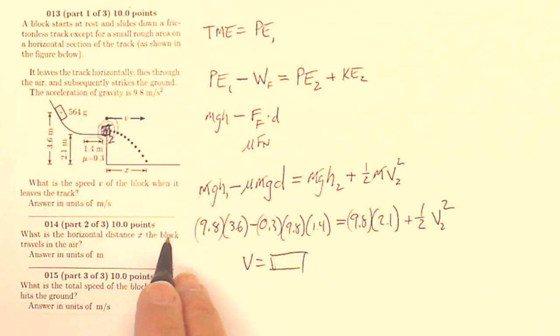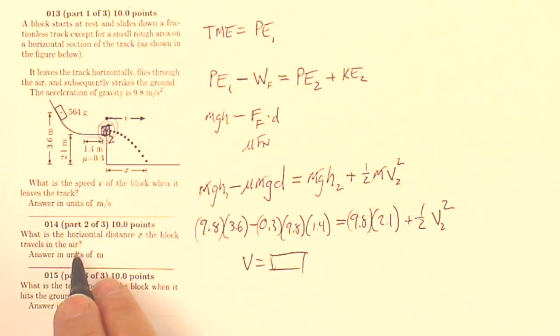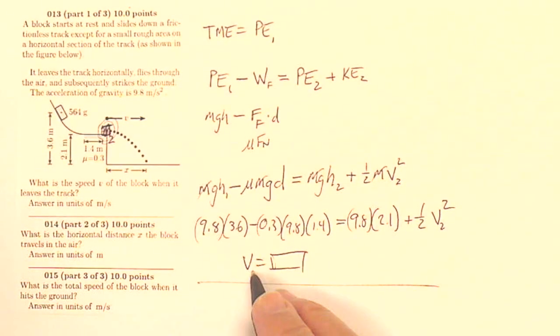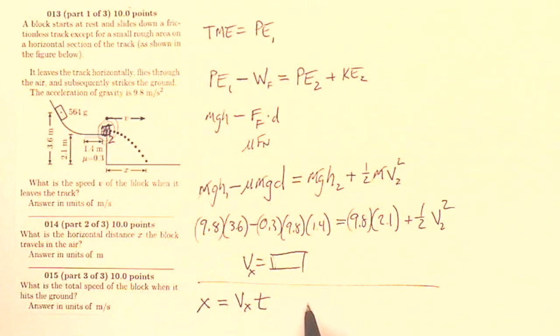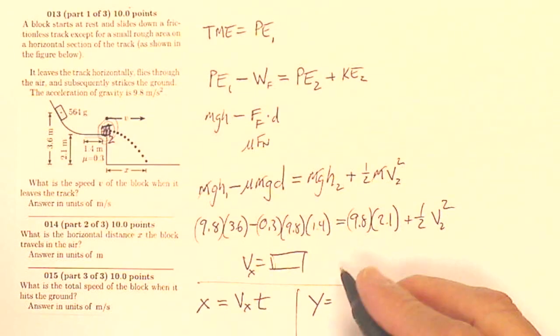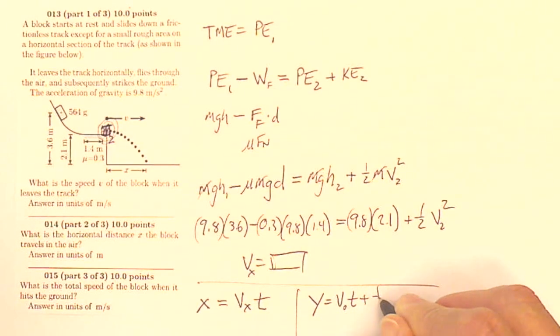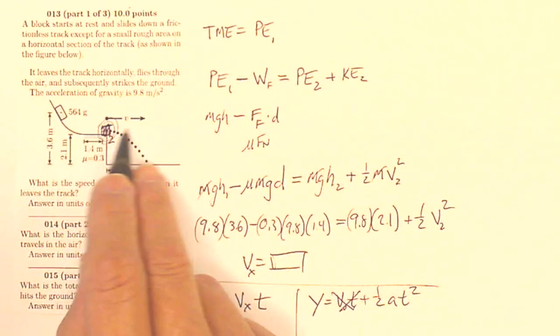What is the horizontal distance the block travels in the air? Well, now I'm back into my equations of motion. I know this velocity, that's a horizontal velocity, so that's really Vx. What I need is that my distance traveled, x, is going to be my velocity in the x world times my time. But my time is how long it takes to fall 2.1 meters. So in my y world, my y distance is going to be my initial velocity times time plus 1/2 at squared. But my initial velocity in the y world is 0 because it's going horizontally.